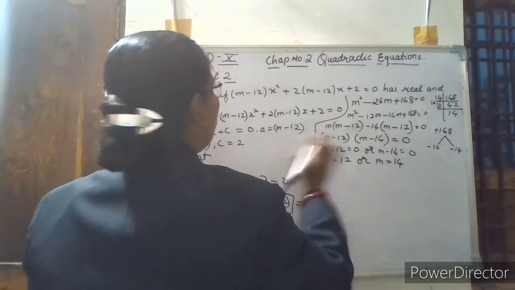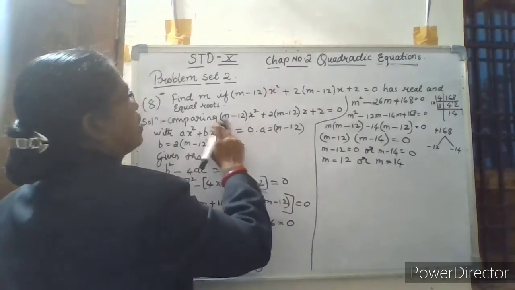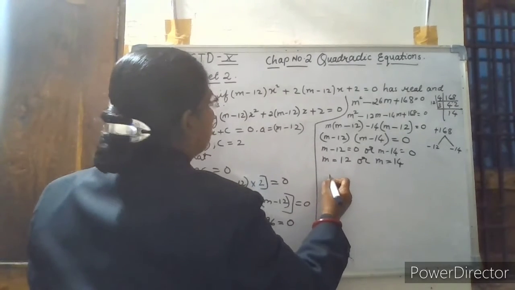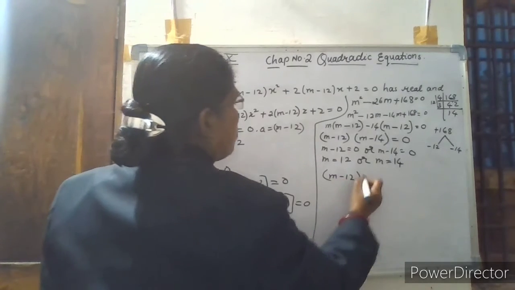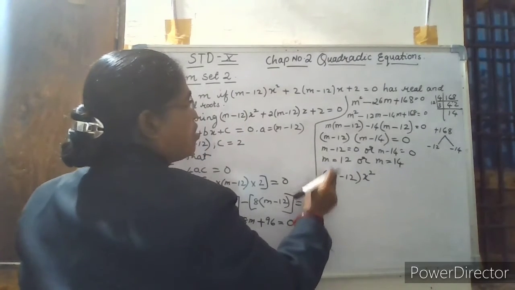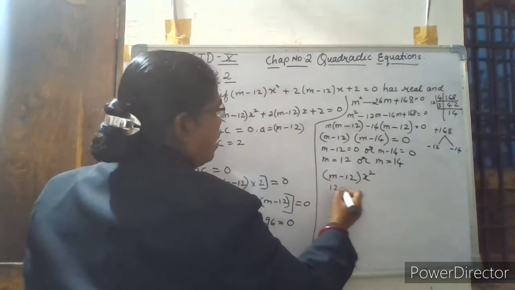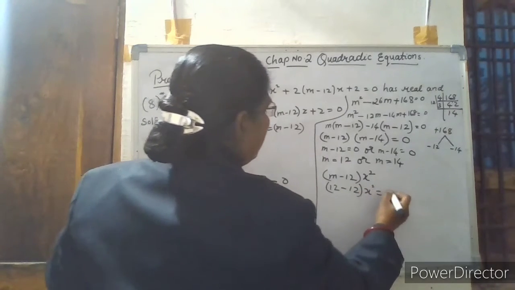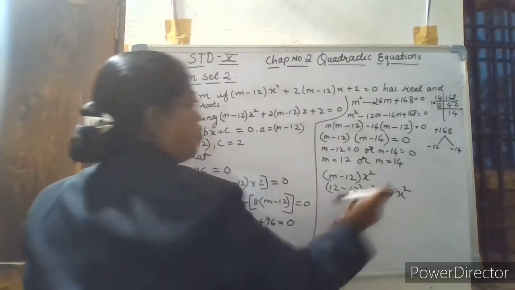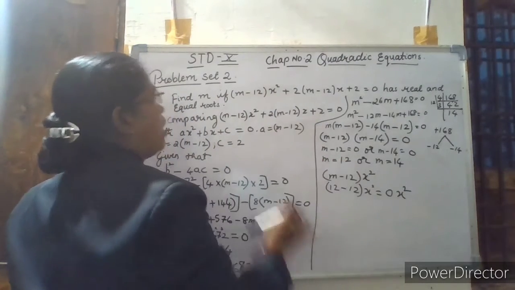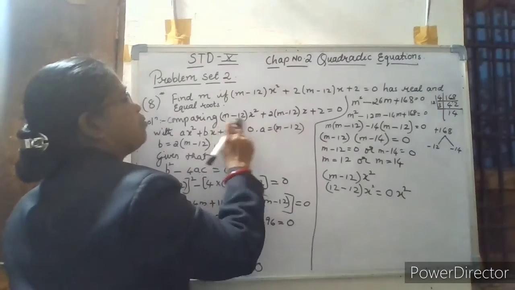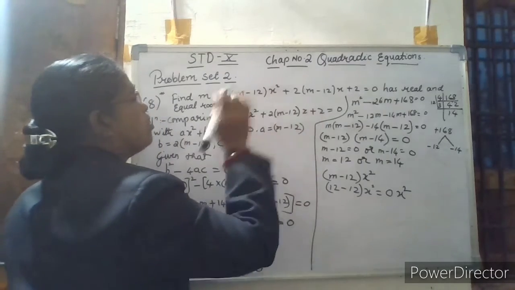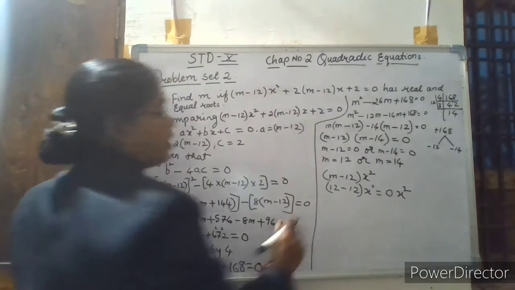So m is equal to 12. We will take the coefficient of x squared. See, if I take the coefficient of x squared, here it is m minus 12 into x squared. Now, if I put m value 12, 12 minus 12 into x squared will give you 0x squared. So, when m value is equal to 12, it is not a quadratic equation because the coefficient of x squared cannot be 0.